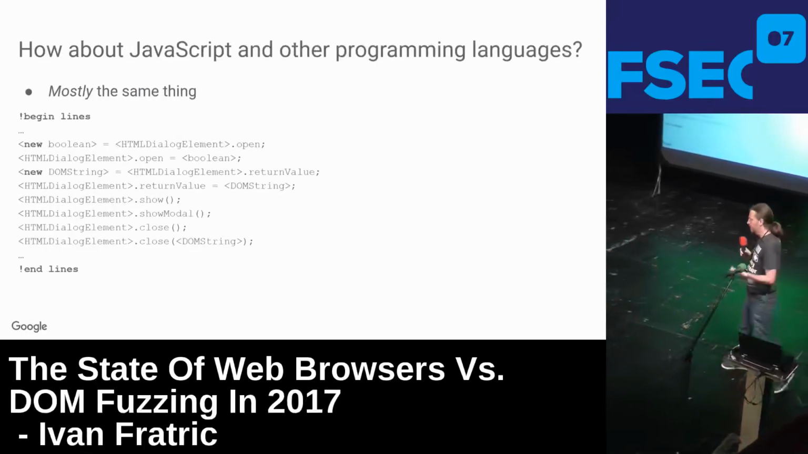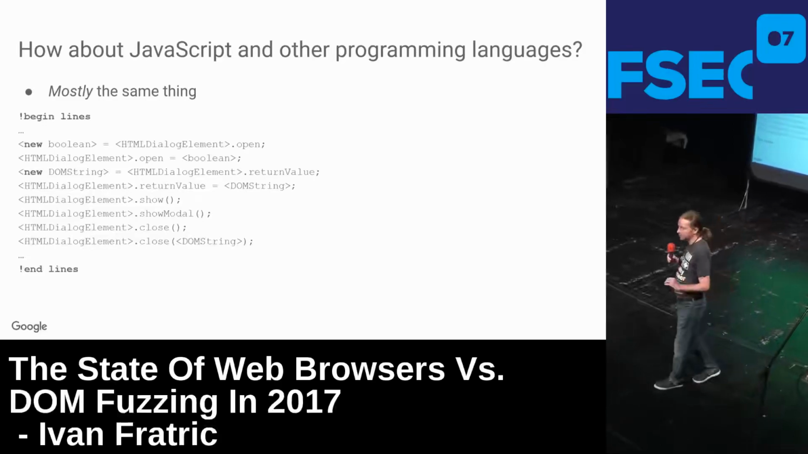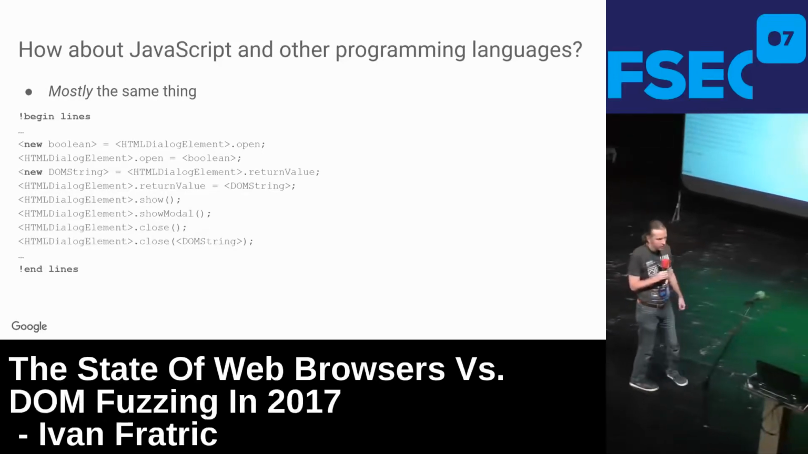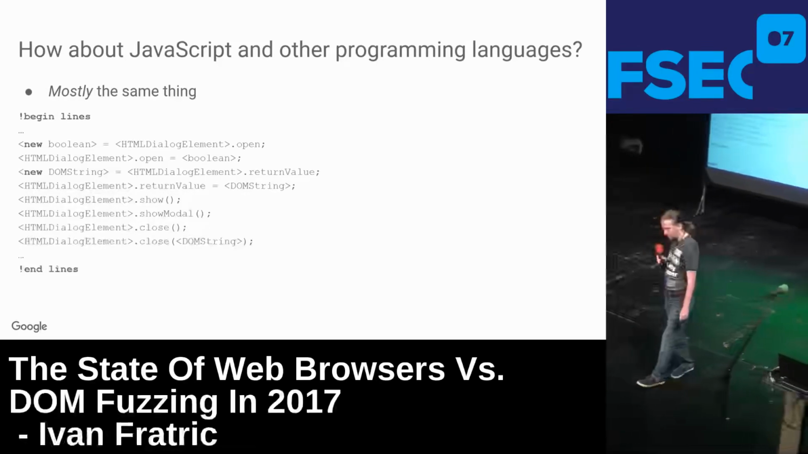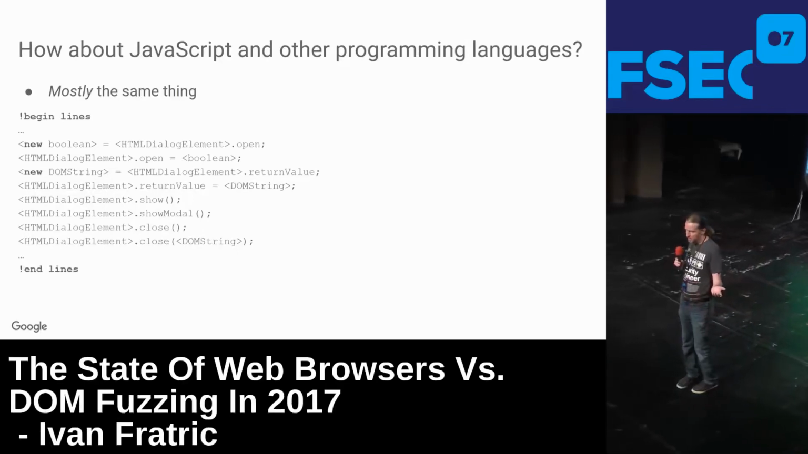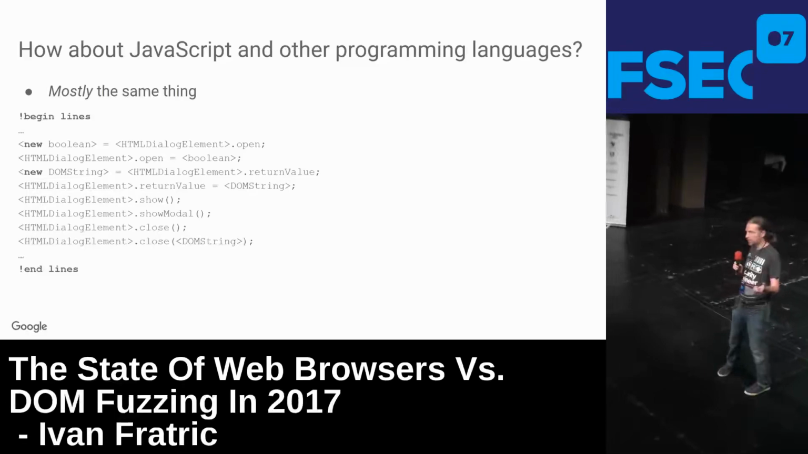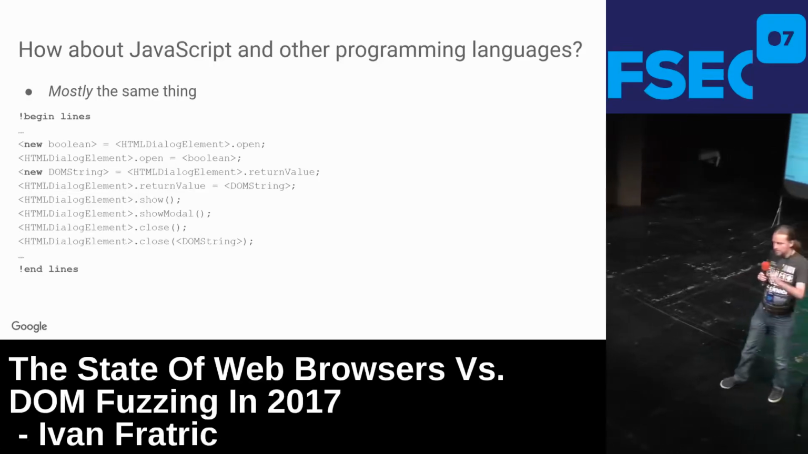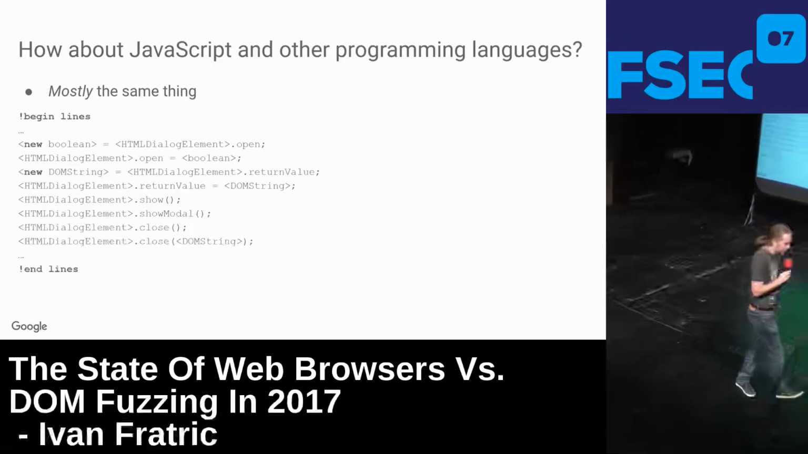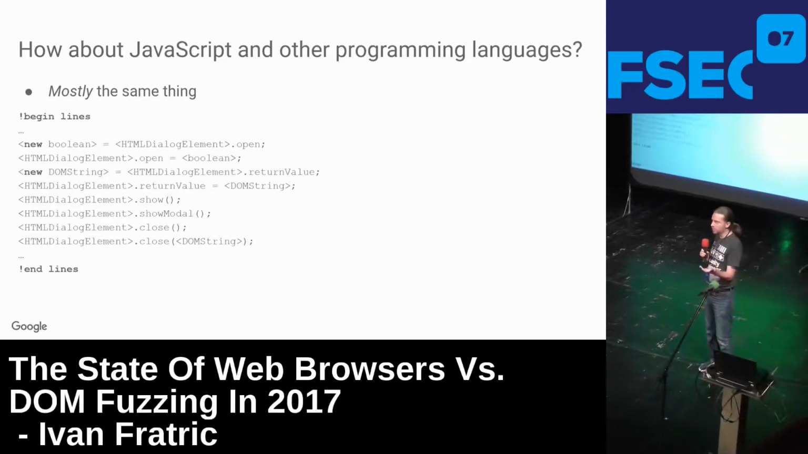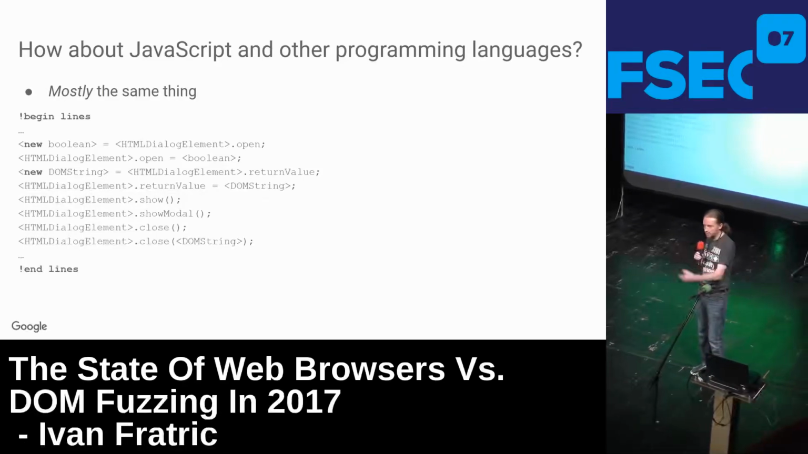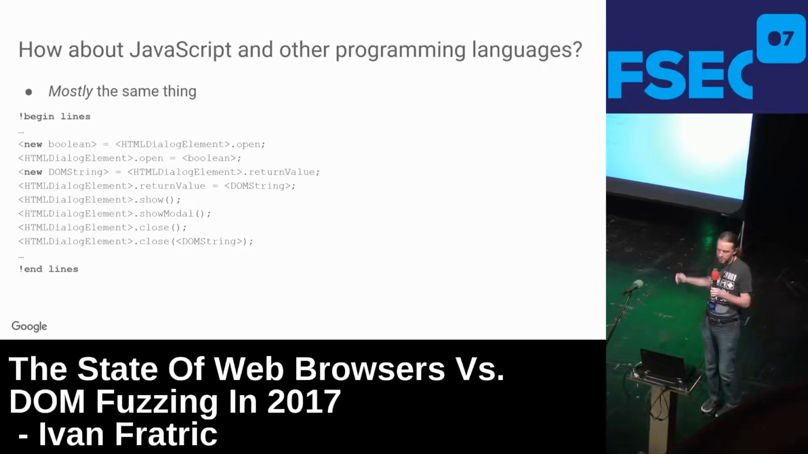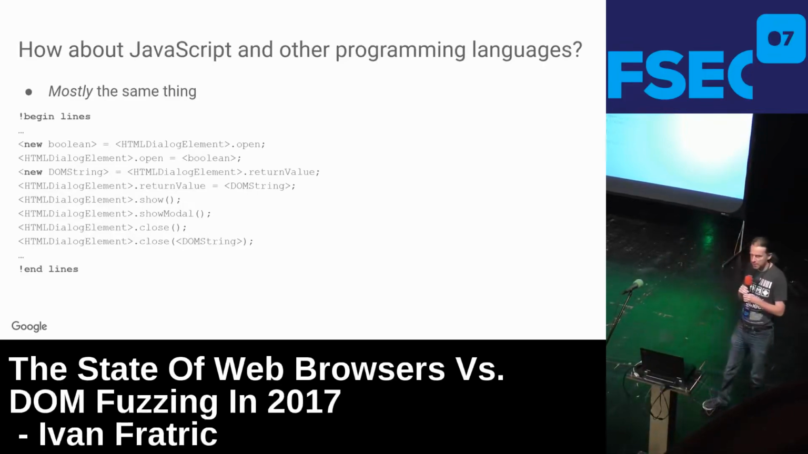And interestingly enough, we can use pretty much the same basic principle to generate programming language code as well. So how do we do that? Well, we essentially tell the fuzzer, hey, now I'm going to write programming language lines, and I'm going to write them between the begin lines and end lines statement. And then anything in between can be potentially output by the fuzzer as a programming language line. The fuzzer is going to select one line at random, more or less, and fill it out.